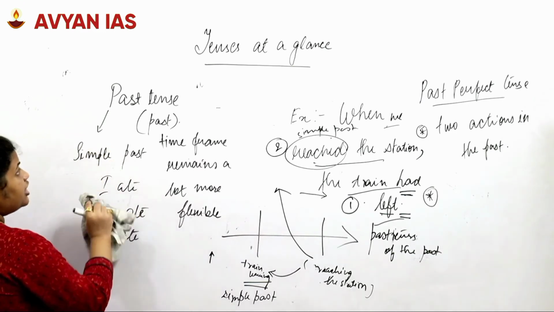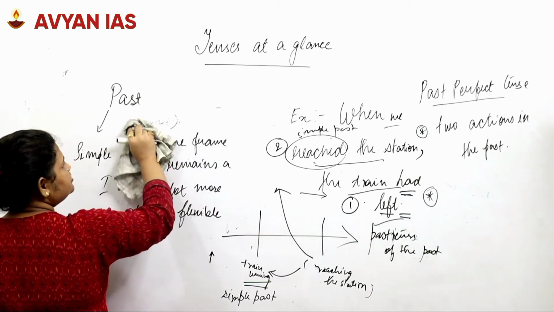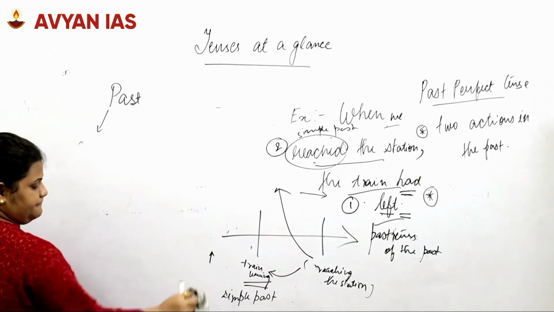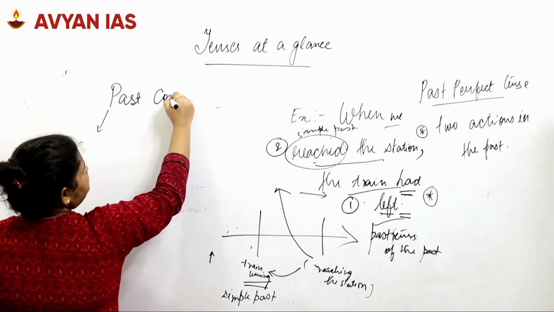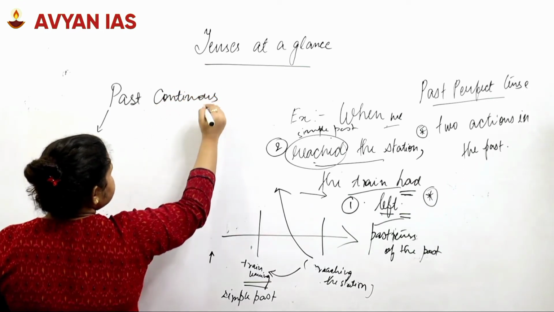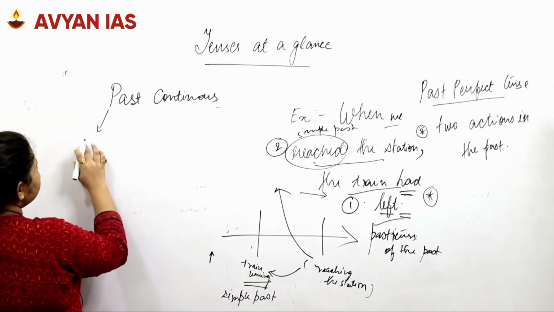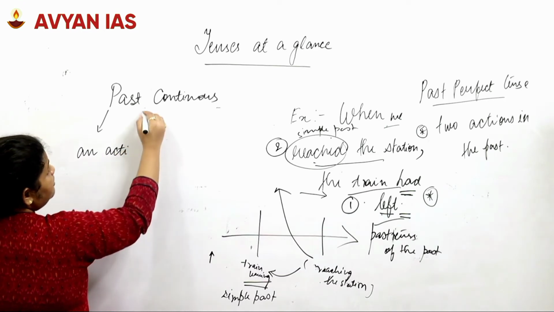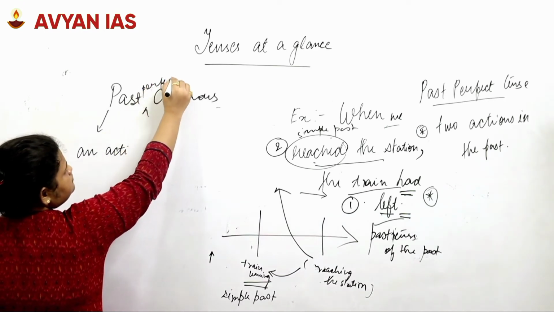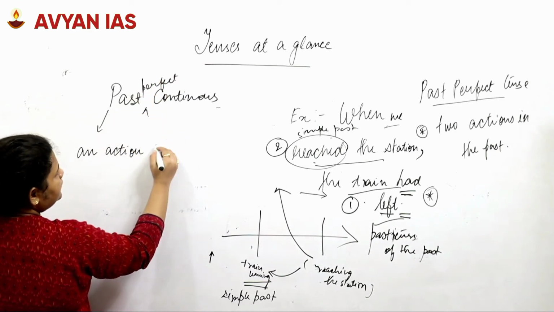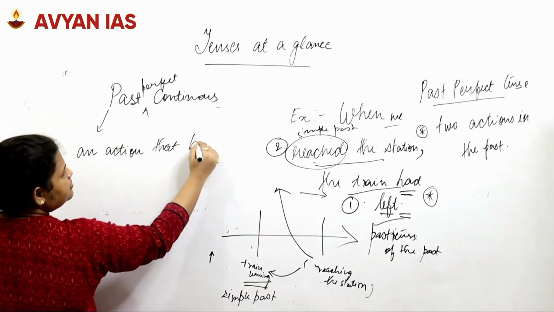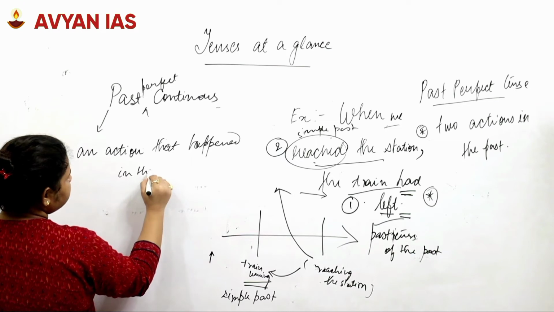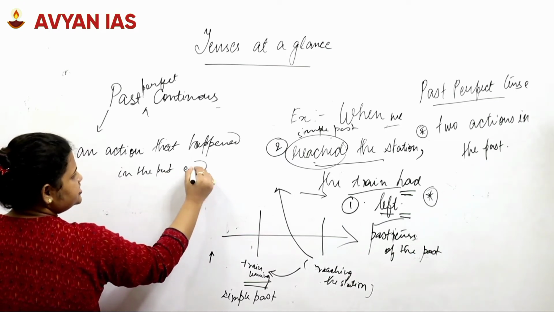The next tense that we would come to is past continuous. The past continuous tense would be talking about an action, past perfect continuous, sorry, an action that happened in the past and terminated in the past.